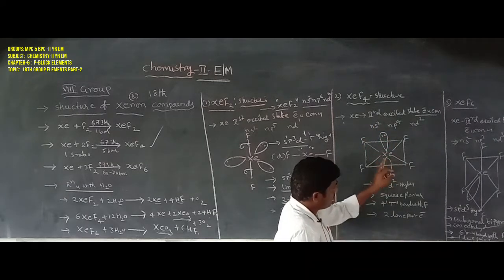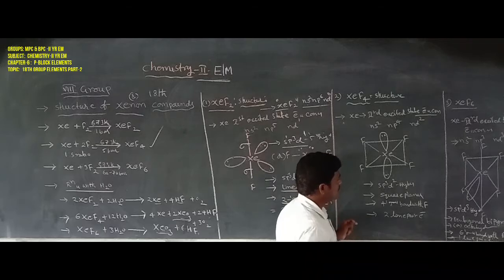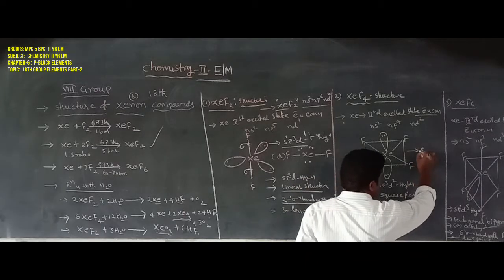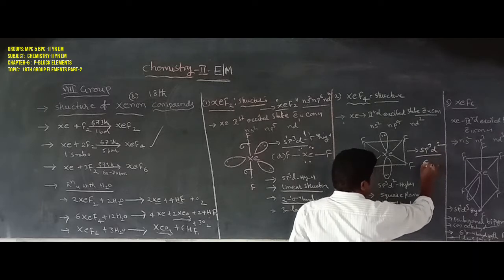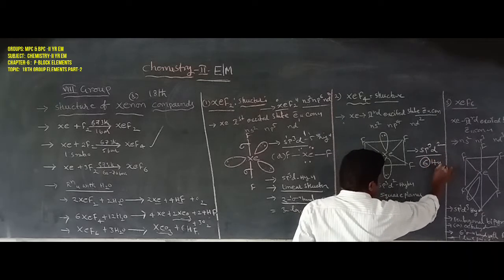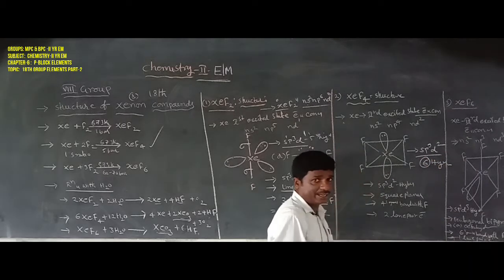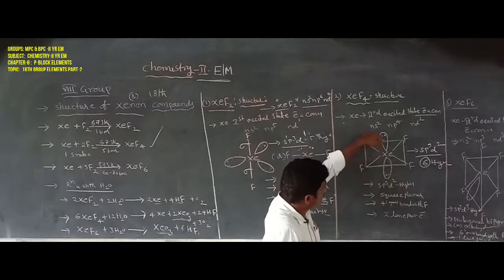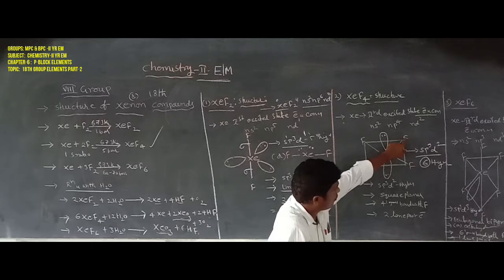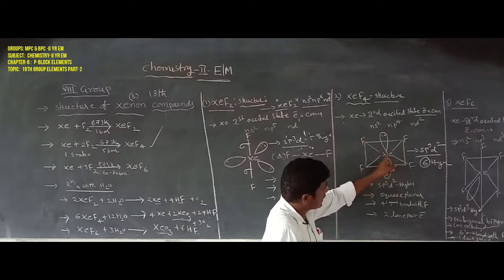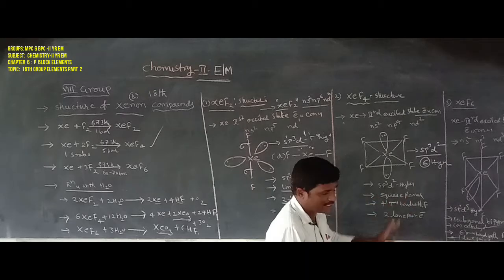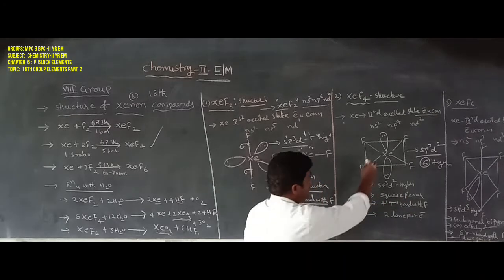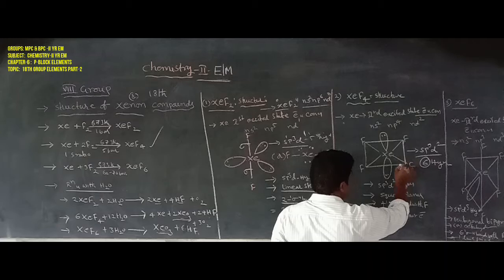In xenon, the central metal atom undergoes sp3d2 hybridization, then forms 6 hybrid orbitals. Of the 6 hybrid orbitals, 2 are lone pair electrons and 4 are bond pair electrons. The 4 fluorine atoms bond with the central metal atom xenon, then form the square planar structure. Here is the square planar structure.